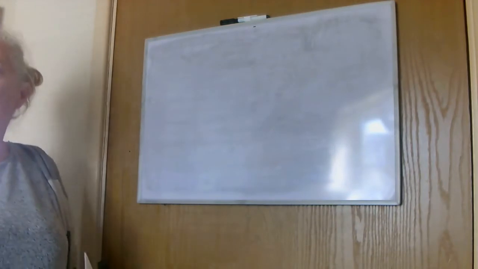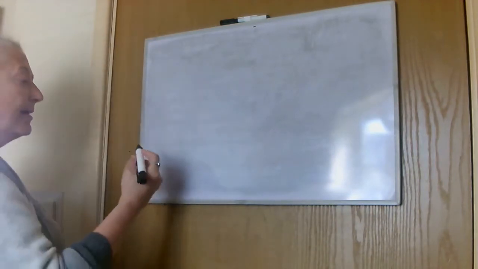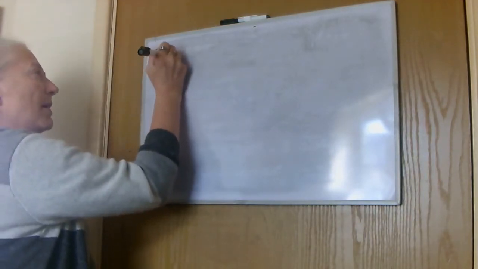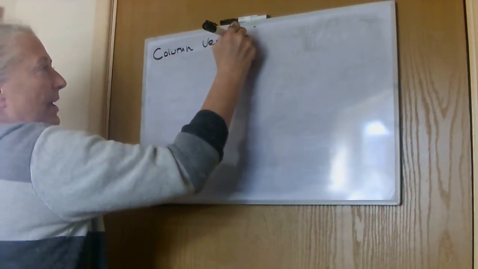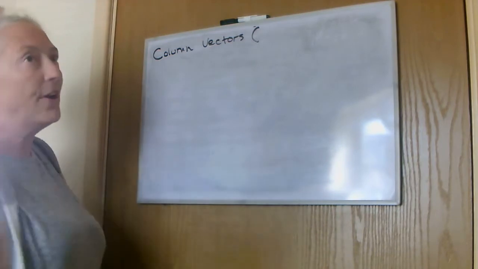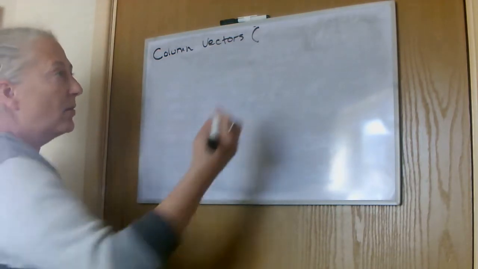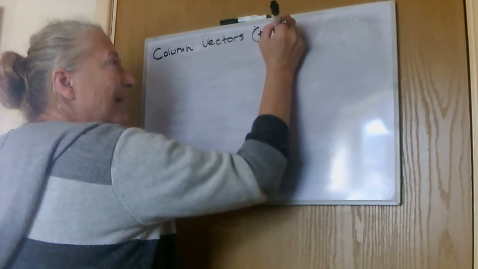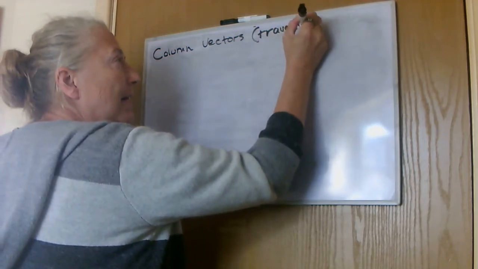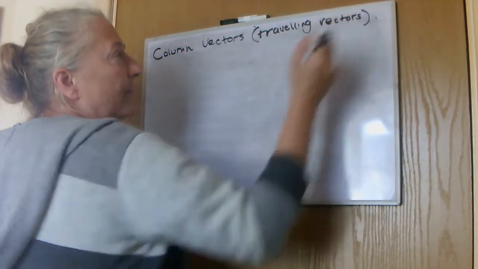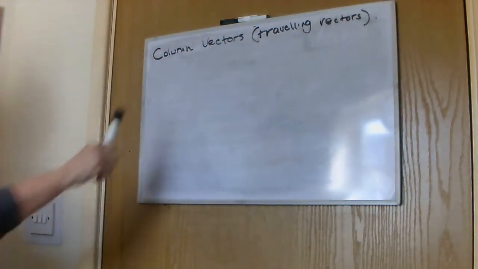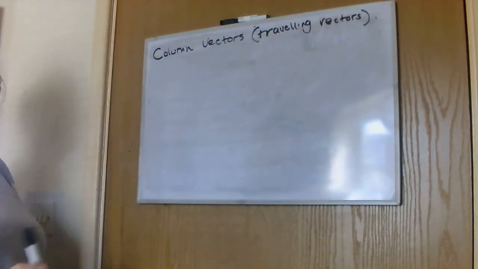So today we're going to look at column vectors, and they're not called this normally. This is what I call them, travelling vectors. Okay, so let's start off with this column vector.